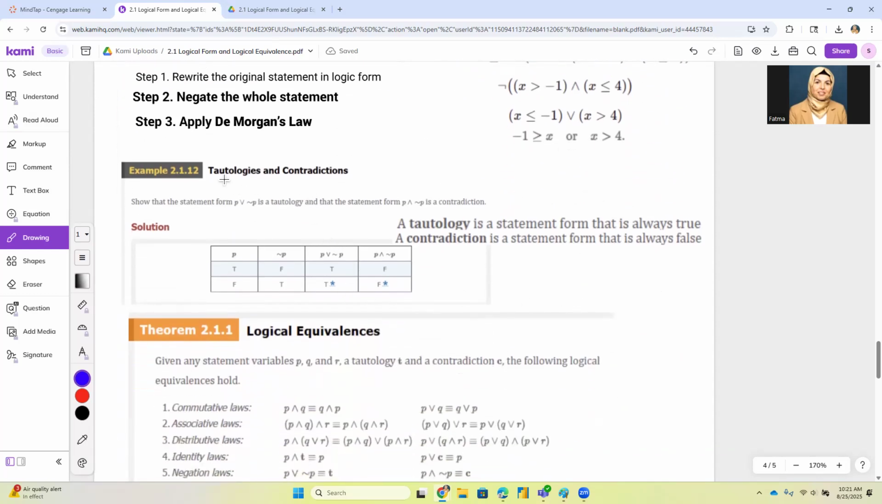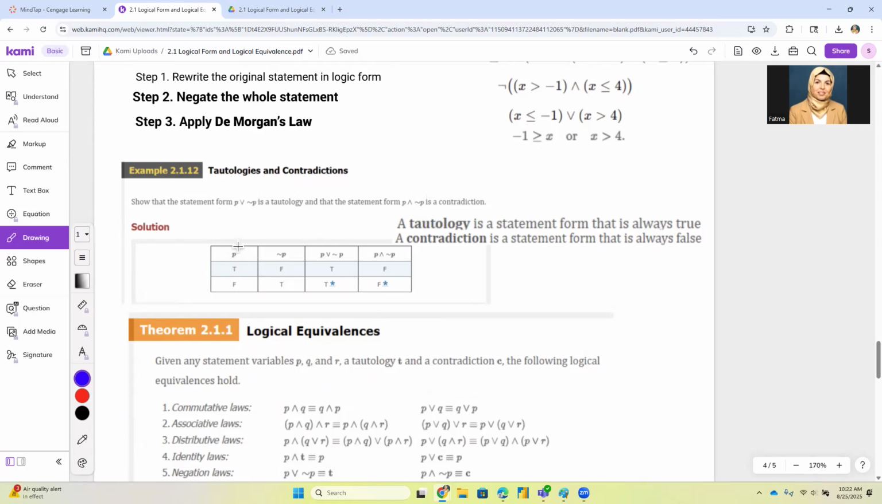Now we're going to look at what a tautology and contradiction is. A tautology is a statement that's always true, and a contradiction is a statement that's always false. So we're going to show in this example that P or not P is a tautology, and the form of P and not P is a contradiction. So P and not P is always false. P or not P is always true.